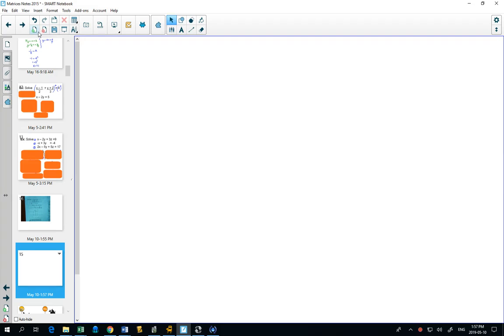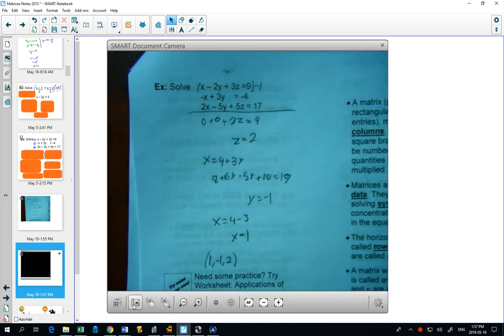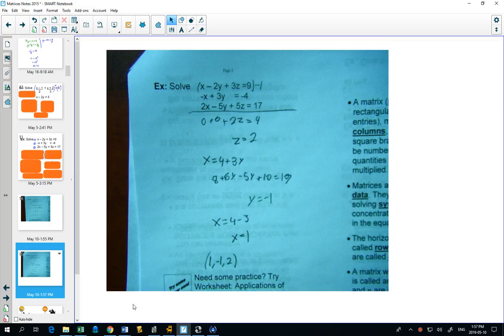Here is a super elimination technique. In this one, the decision was made to just add all three equations together. This doesn't always work, but in this example it worked beautifully. Because if I add all three of them together, my x's go away. My y's go away. Or wait a minute, do they?